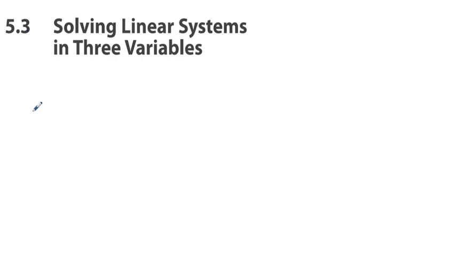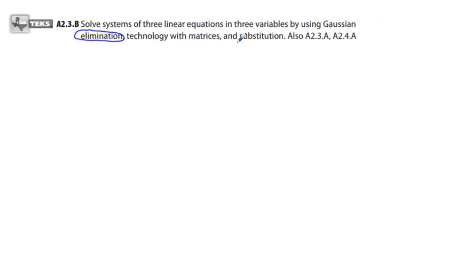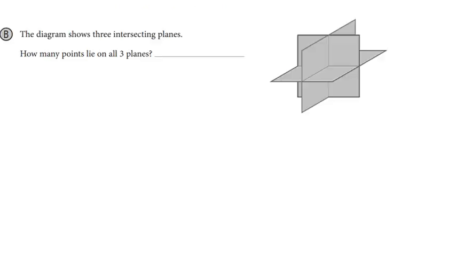Algebra 2, Chapter 5.3, Solving Linear Systems in 3 Variables. In the previous video, we showed how to solve using substitution. In this video lesson, we're going to stick to elimination. And what we're looking at graphically is something like this, where you have 3 planes that intersect at one point, and that one point will be the coordinate triple that will be the solution.